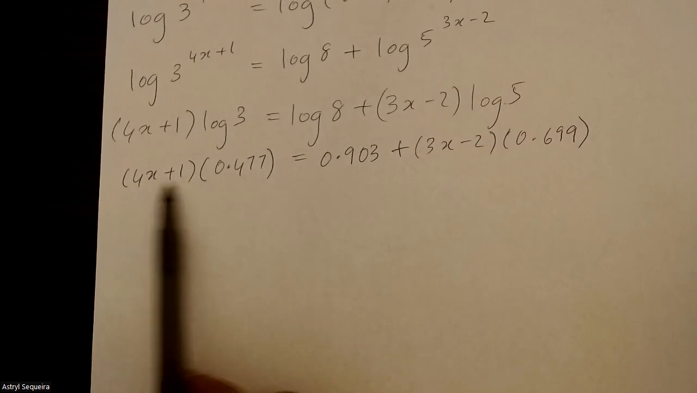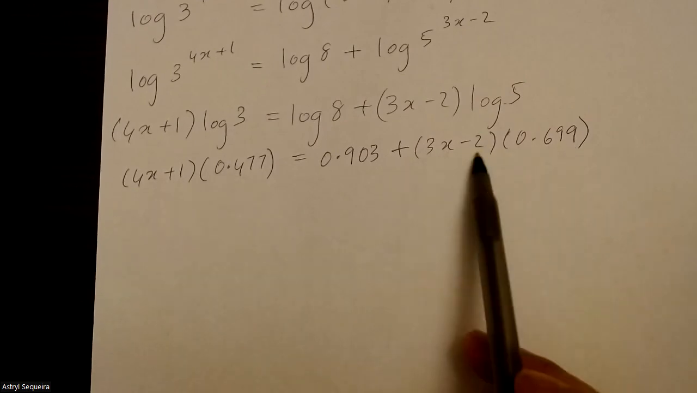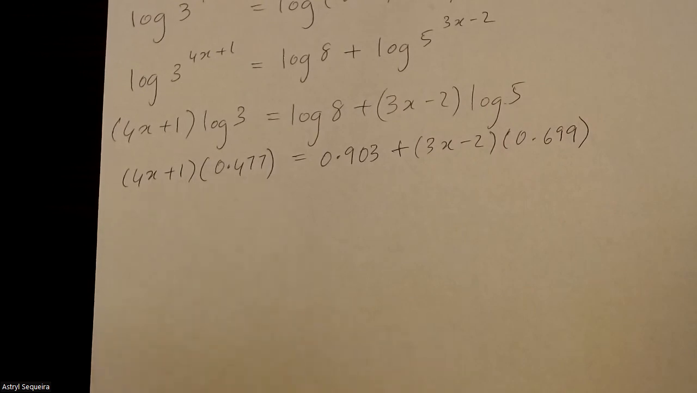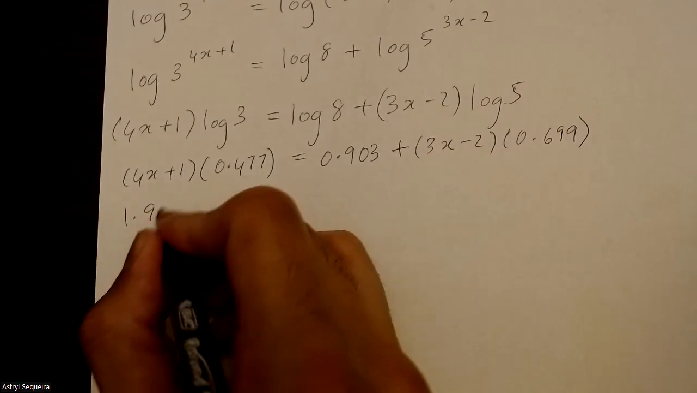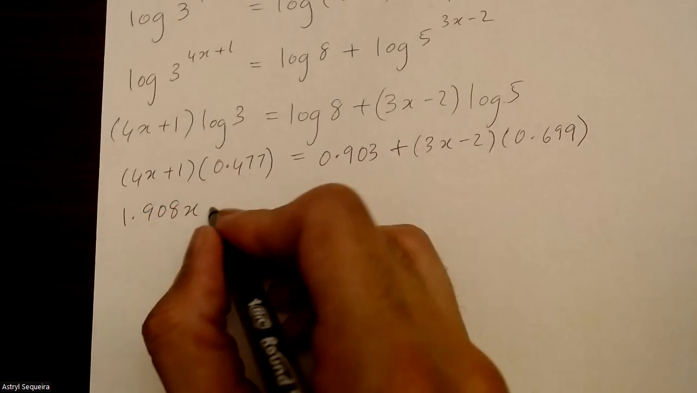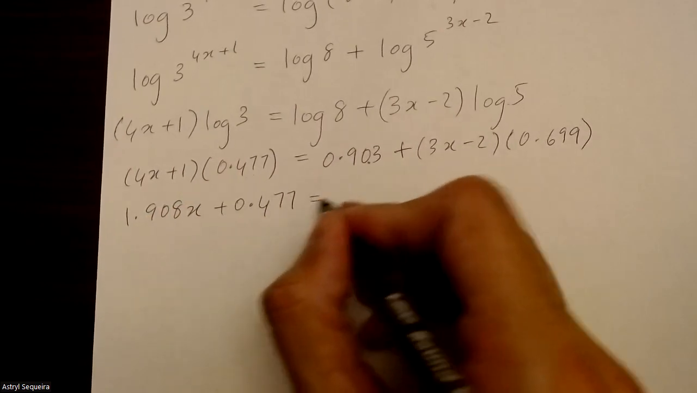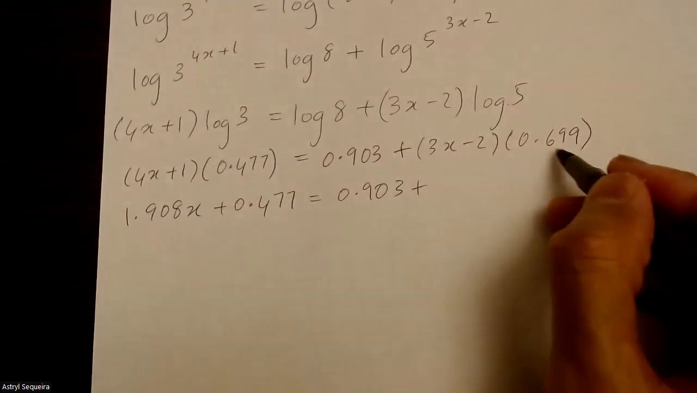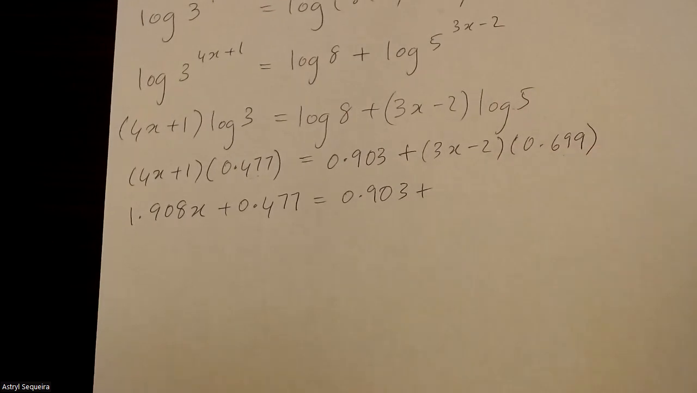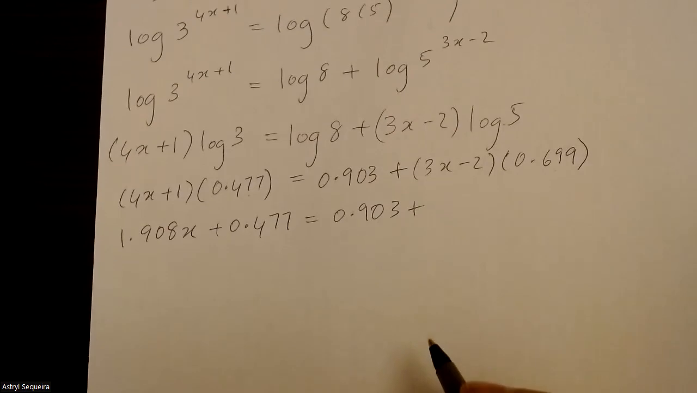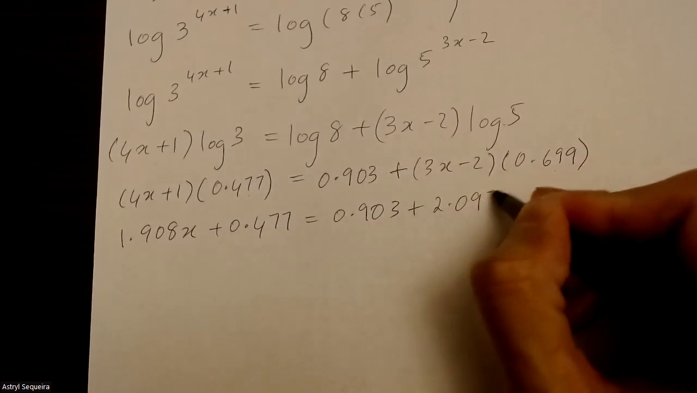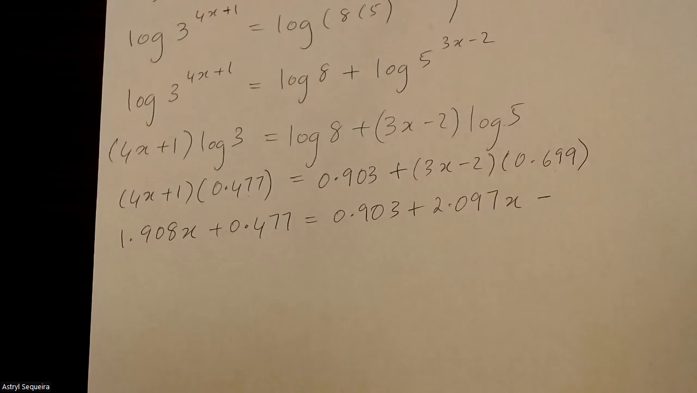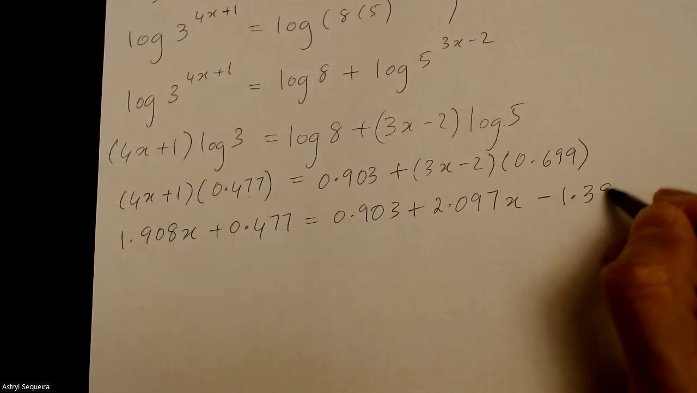Next, I'm going to multiply this number into this bracket, and I'm going to multiply this number into this bracket as well. So 4 times 0.477 is 1.908x. 0.477 times 1 is just 0.477. We'll multiply this number into this bracket. This is 2.097x minus 1.398.